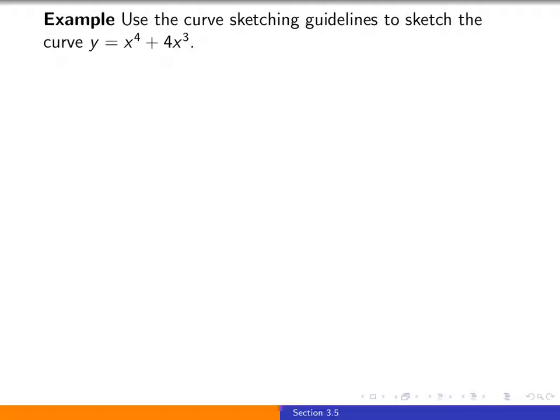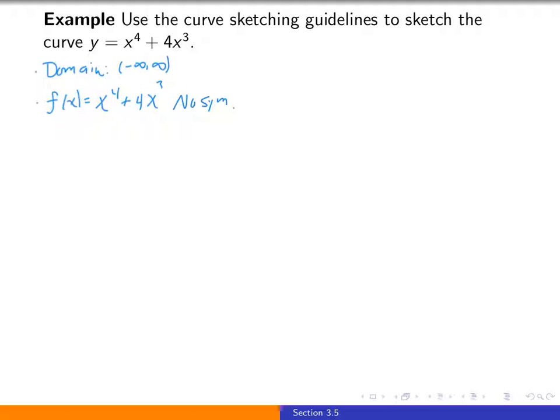So let's use the curve sketching guidelines to sketch the graph of the curve y equals x to the fourth plus 4x cubed. So our function is a polynomial, which means that its domain is going to be all real numbers, so minus infinity to infinity. In terms of symmetry, our function f of x is x to the fourth plus 4x cubed. So it's a polynomial with both an even term and an odd term, which means it's going to have no symmetry present. So no symmetry.